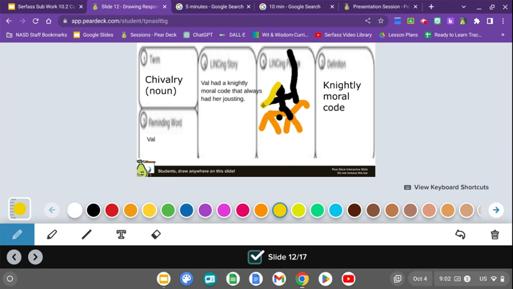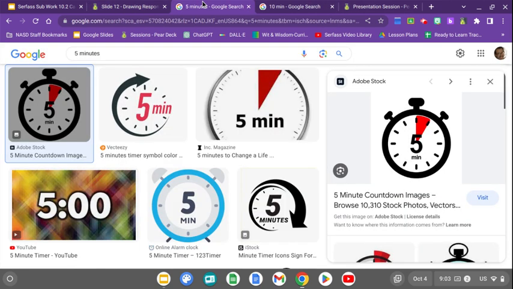And there she goes. Please take a moment, and if you could please highlight the reminding word, which is Val, and knightly moral code, which is the definition. Please take a moment to make your slide 12 look like Mr. Surface's, or to copy this down in your notebook. Please take 5 minutes. Do so now.